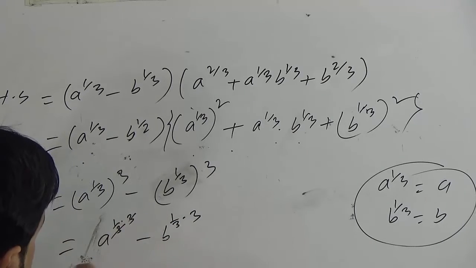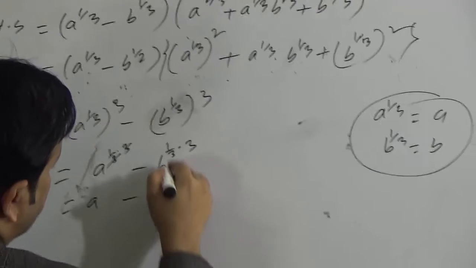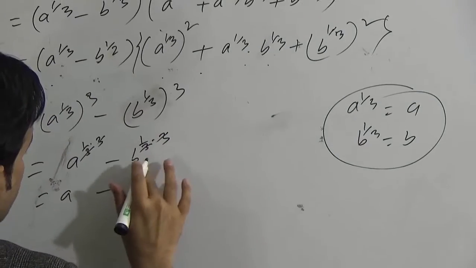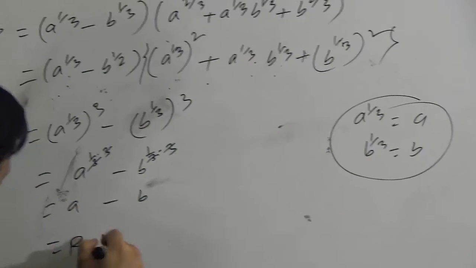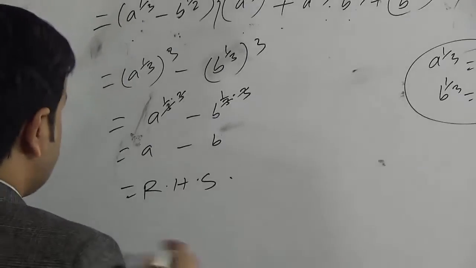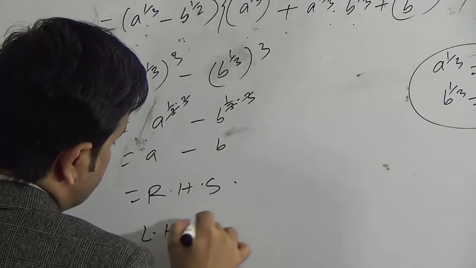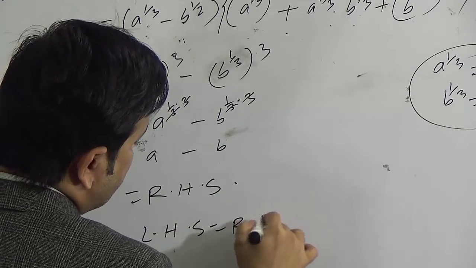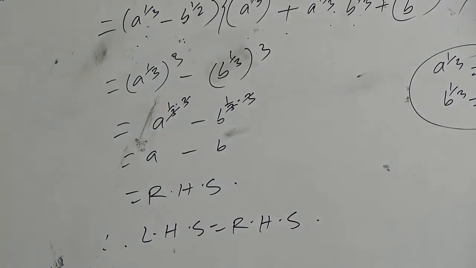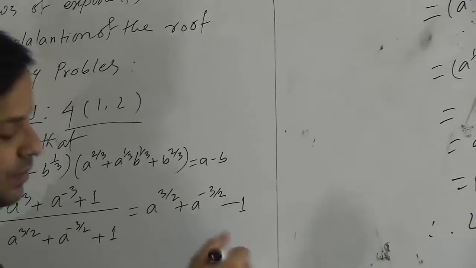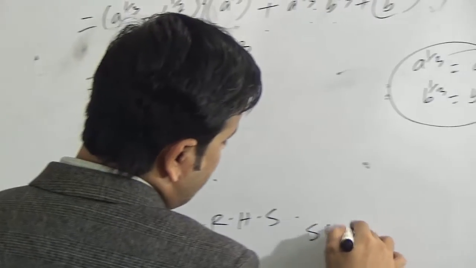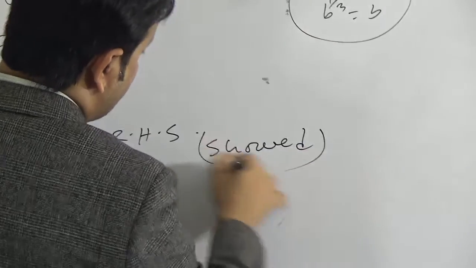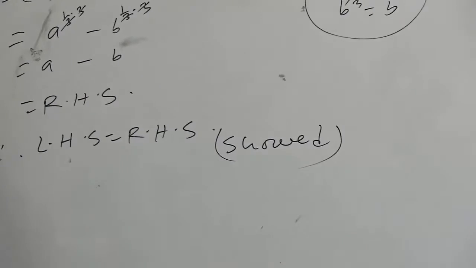We can cut this 3 and 3, and we will get 1. If the index is 1, then no need to write it. So we will get a minus b. A minus b is the right hand side. So we can say left hand side is equal to right hand side. If you notice the question here, this is equal to a minus b. So left hand side and right hand side are equal. Hence shown. So the first problem is solved.